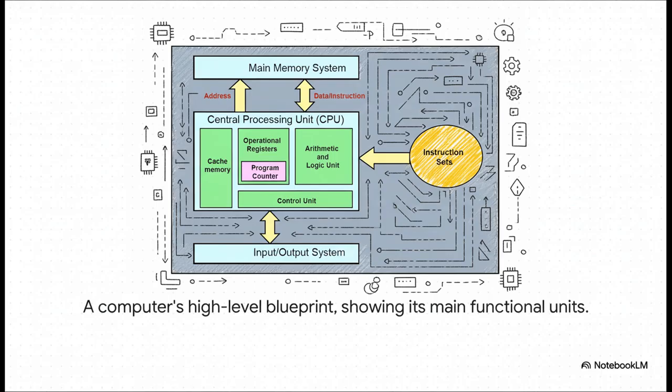You've got the central processing unit, the CPU, that's the brain. You've got the main memory system, that's its short-term memory, and then the input-output system, which is how it communicates with us. Pretty much everything a computer does involves these three sections.